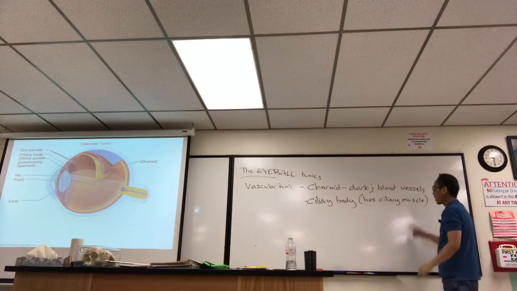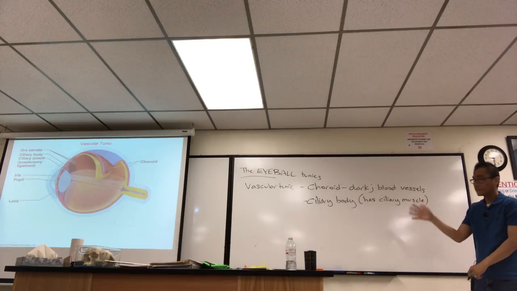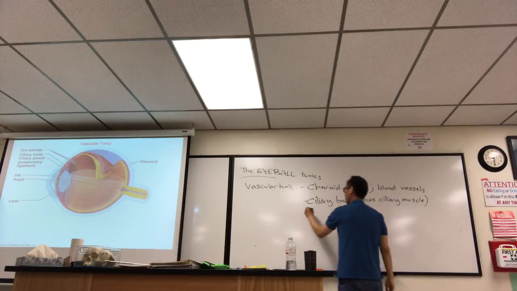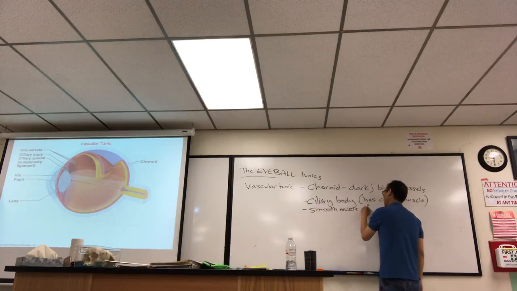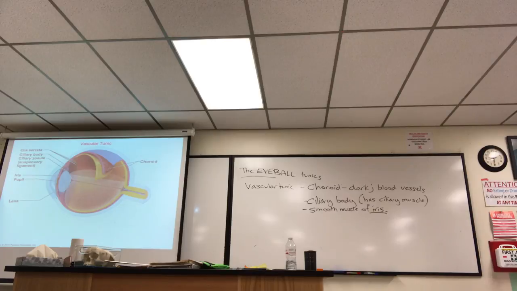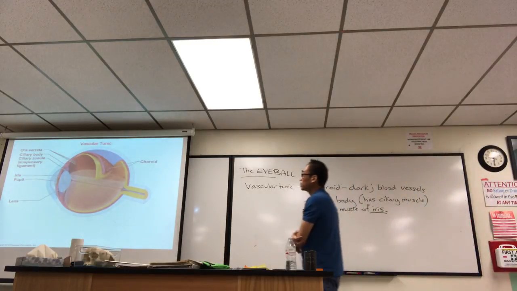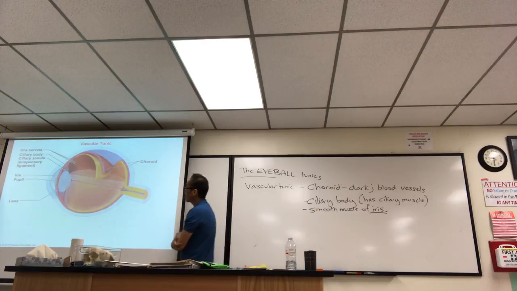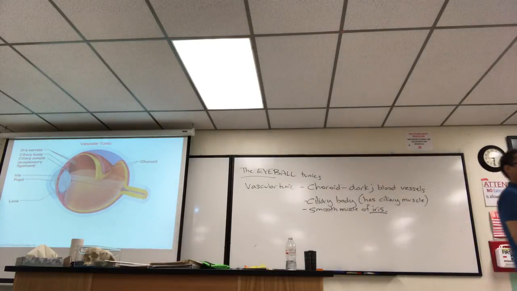So the body has the muscle. Remember, that's the muscle that helps the lens bulge with cranial nerve 3. I already taught that, okay? But also, smooth muscle of the iris is in there too. The iris is the colorful part of your eye, considered part of this vascular tunic, okay? All right, that's it for this tunic. We move on to what's called the neural tunic.